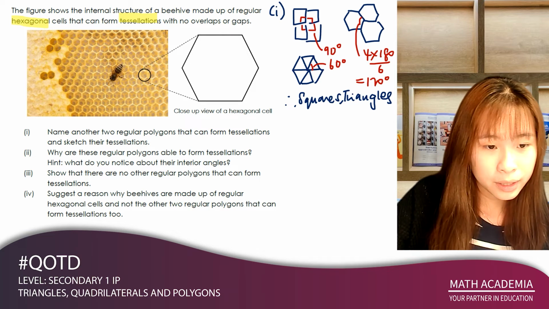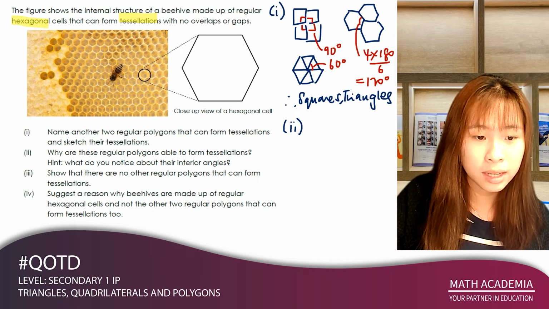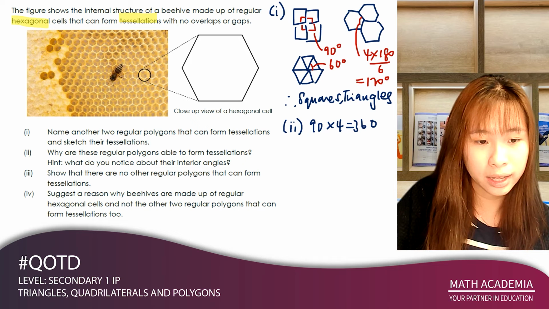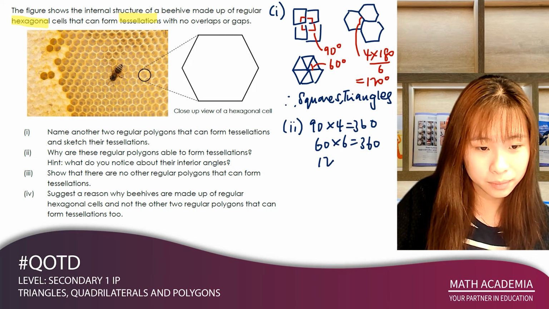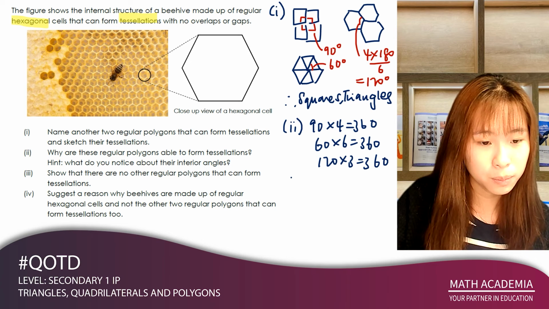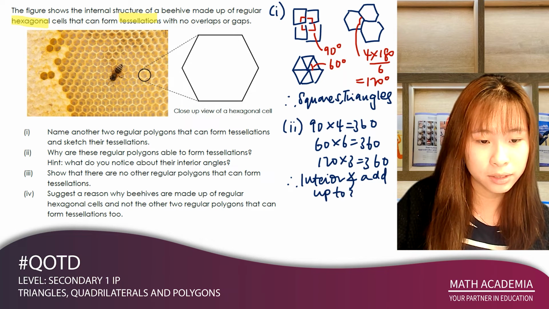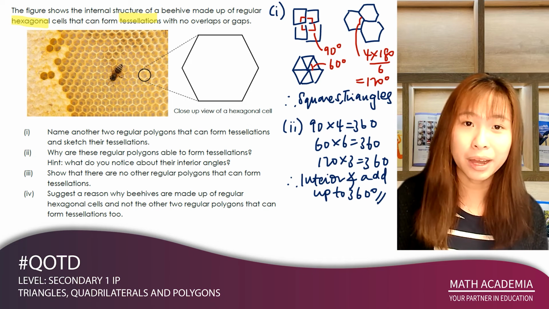You realize that when we put these regular polygons together, the sum of the interior angles actually add up to 360 degrees. So the answer for part 2 is that the interior angles add up to 360 degrees. Okay, let's take a look at part 3.